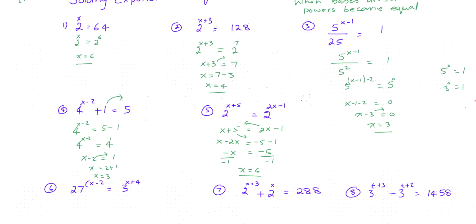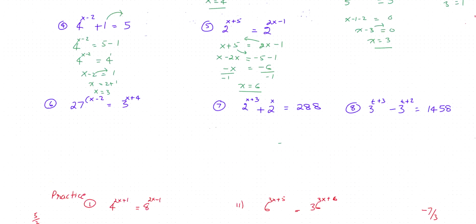Next, 27 to the power x minus 2 equals 3 to the power x plus 4. Here the bases are not the same. We have to make the same base. For 27, we can write it with base 3. So 3 to the power what will we write? 3 times 3, 9 times 3 is 27. So 3 to the power 3 we can write for 27. And this expression we write as it is.